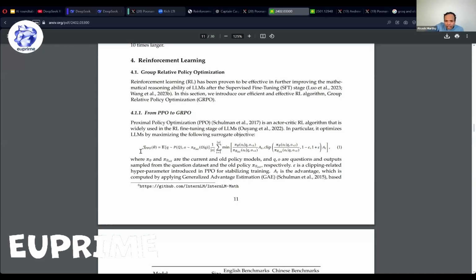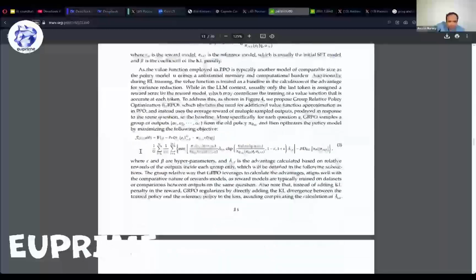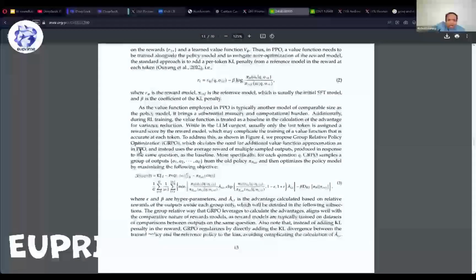let's say the equation three of the R1 paper, can we go to that? This is the objective function. This is what is called the objective function plus the Lagrangian, right? Beta is the Lagrangian, and the constraint is the KL divergence of pi beta to pi reference. Pi reference is pi sub theta old.